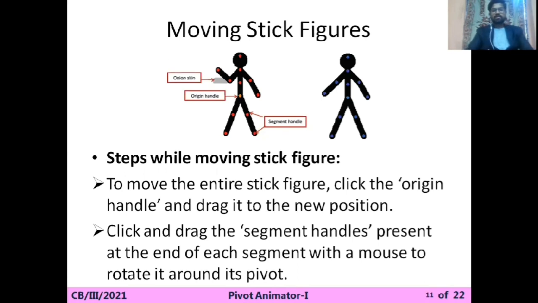click and drag the segment handle present at the end of each segment with a mouse to rotate it around its pivot. Okay. This is the segment handle. This red dot is the segment handle, the pivot joint's segment handle.